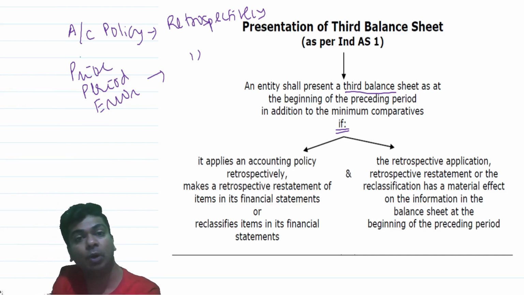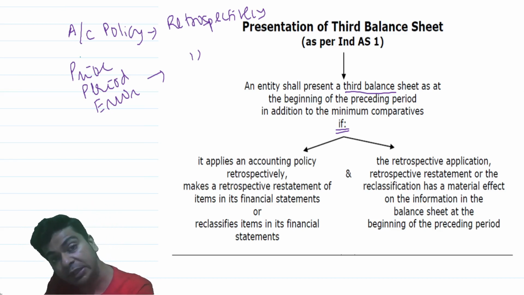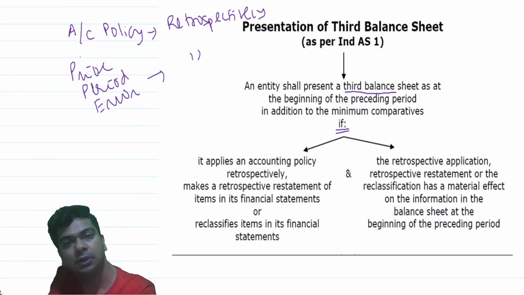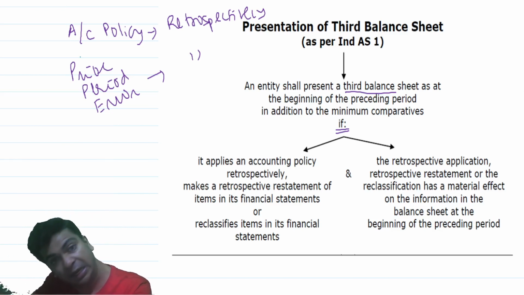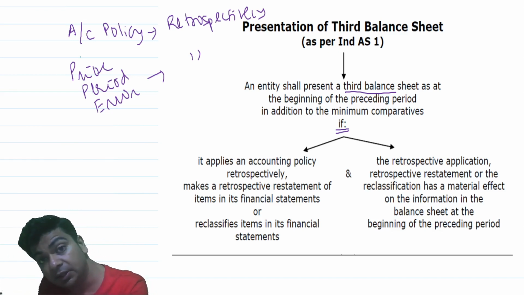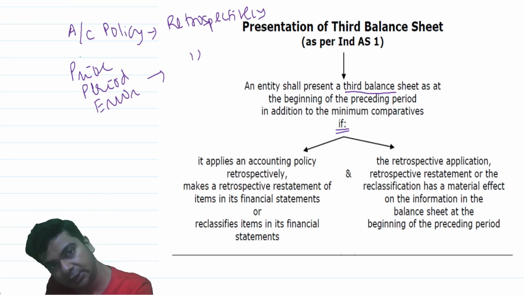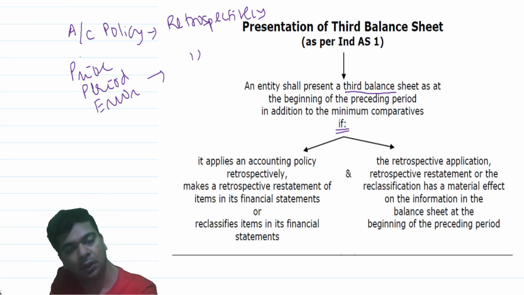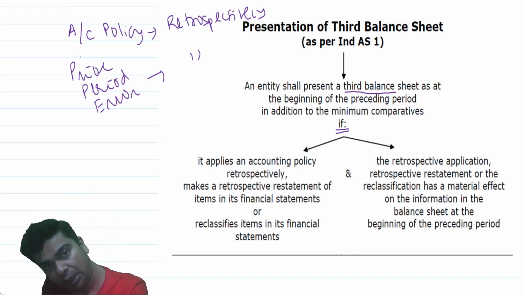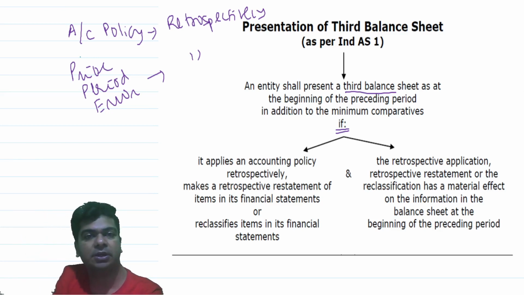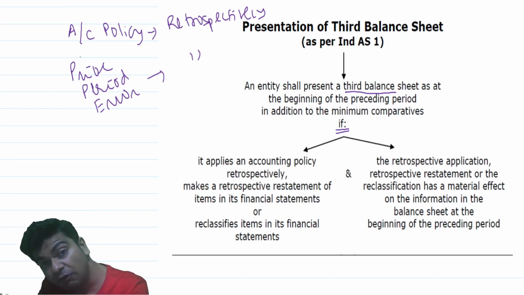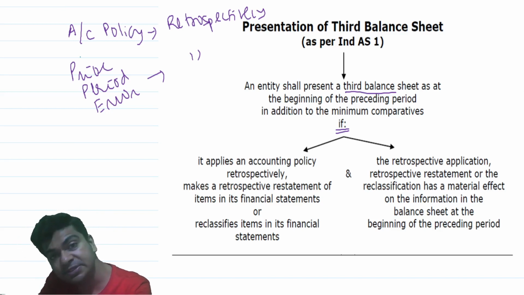But that accounting policy which I am changing, I have been following since the last many years. The error which has been discovered was committed much earlier than the previous year. Then the year before the previous year is getting affected. That's the time when you present a third balance sheet. A third balance sheet is presented on the date of the beginning of the preceding year for which comparatives have been provided. Okay.